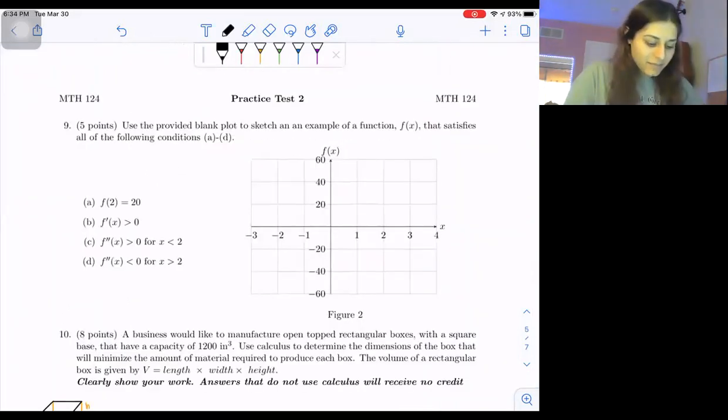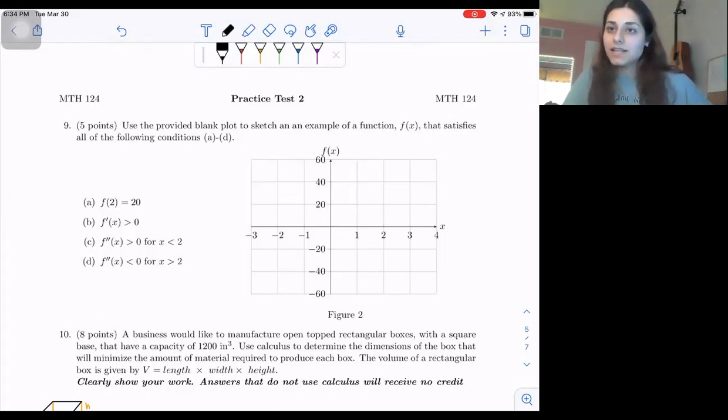All right, use the provided blank plot to sketch an example of a function f of x that satisfies all of the following conditions. Okay, so I already looked through this one, and when you guys are sketching your plots, hopefully you're doing it along with me, just remember that it's probably going to be a pretty big estimation. We're all going to have slightly different graphs, but just recognize the steps that I'm taking, and as long as you follow those steps, it's okay if your graph looks a little different. We should just match in certain components.